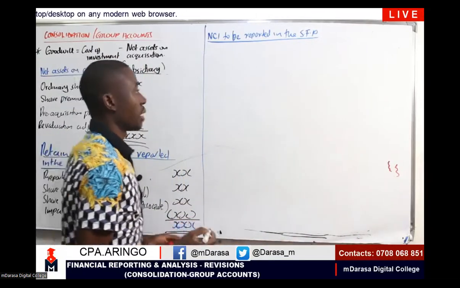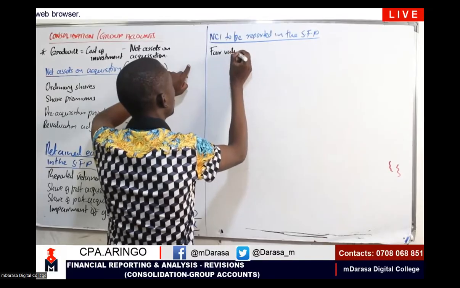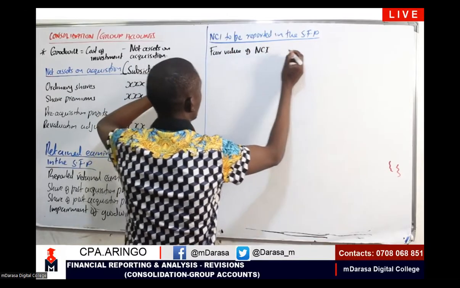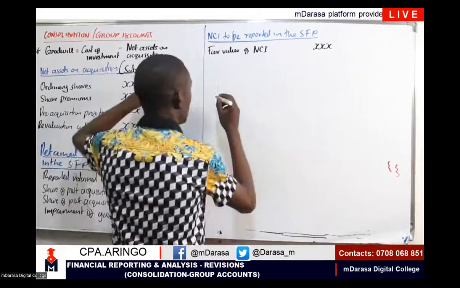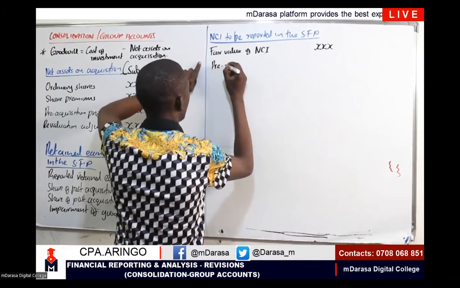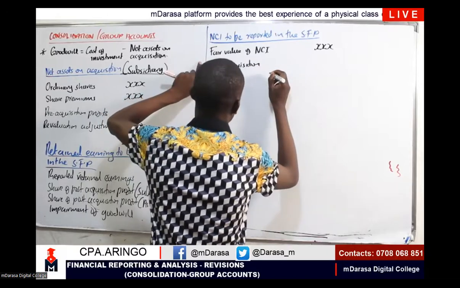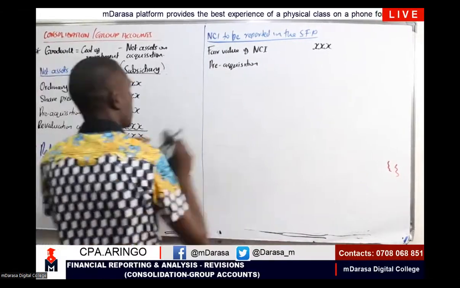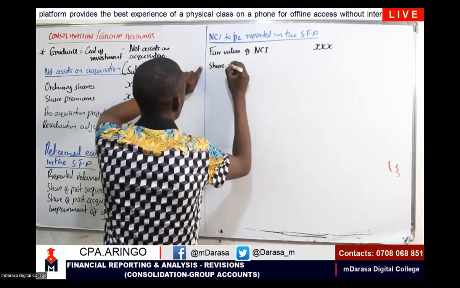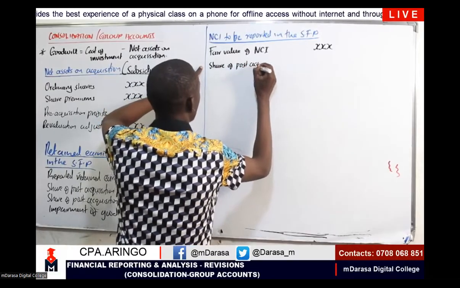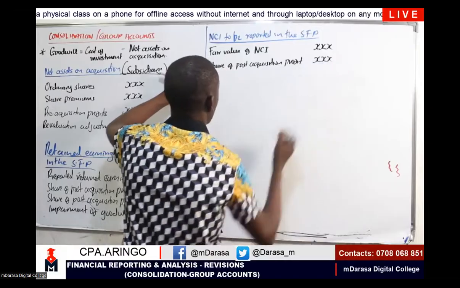Number one, talk about the fair value of NCI that we are given. Then consider your post-acquisition, not pre-acquisition, but post-acquisition profits. That is, of course, the share of post-acquisition profit. You should be having it at that point, okay?